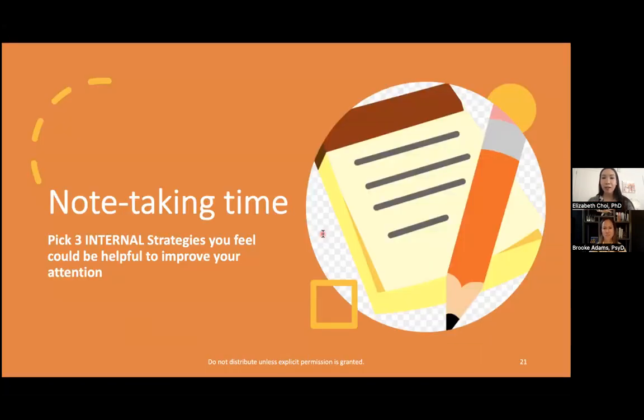All right. So now we're going to bring out our notepads again. And I'm going to move on to the next 2 slides to talk about internal strategies. So remember, internal strategies are frameworks and skills we form inside our mind. So just listening to them is not enough. We need to practice and practice.